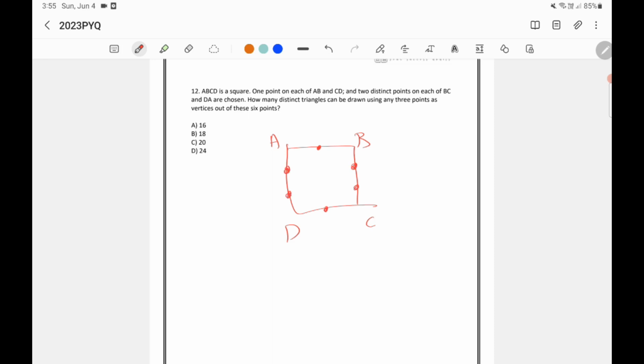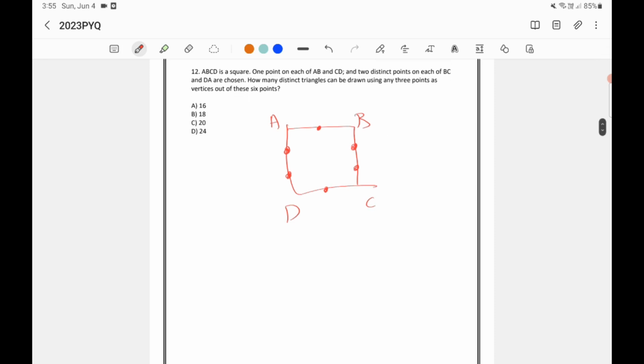Now how many distinct triangles can be drawn using any 3 points as vertices out of these 6 points? So total 6 points are here. We need to draw triangles. So how many triangles are possible? Even if the question doesn't speak about any square or rectangle, whatever it is, if I have many points in a plane like this, for example, here 1, 2, 3, 4, 5, 6 points are there. I need to draw a triangle.